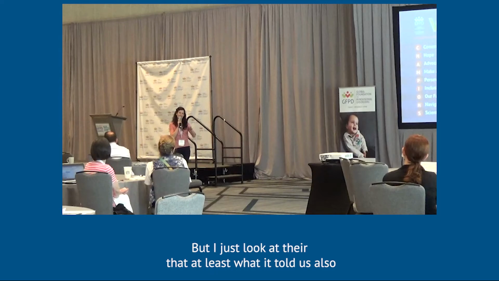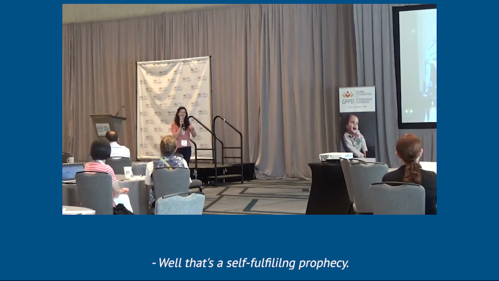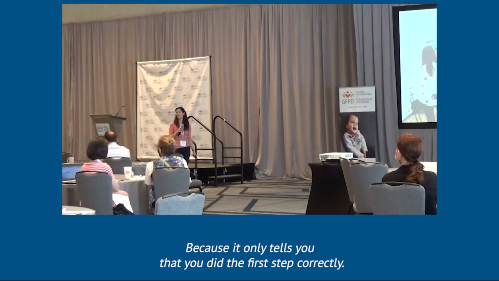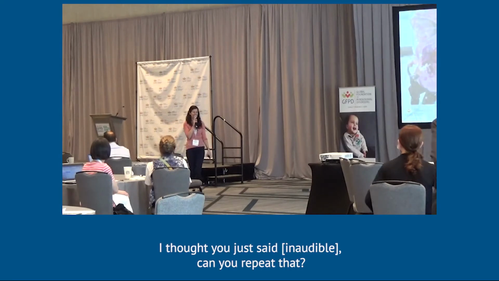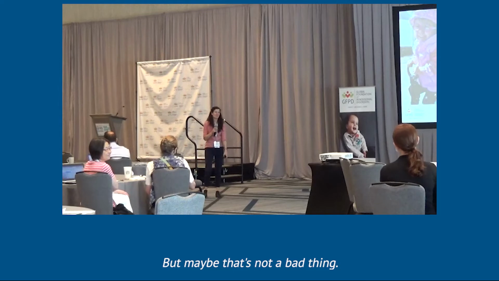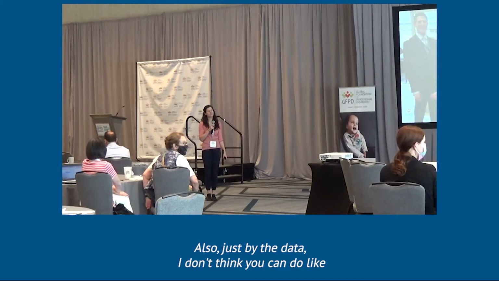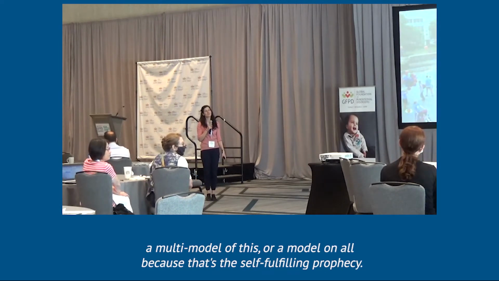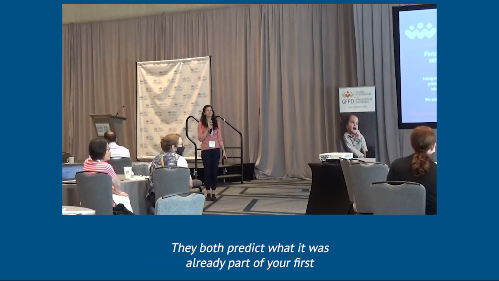Yes, I agree, but I just want to add that at least what it told us also is that it reinforced our original designation. Well, but that's a self-fulfilling prophecy, because it only tells you that you did the first step correctly. But maybe that's not a bad thing. I think it still tells you a lot, also just about the data, but I don't think you can do a multinomial logistic model on it, because that's a bit of a self-fulfilling prophecy. It will predict if it was already part of your first designation criteria.